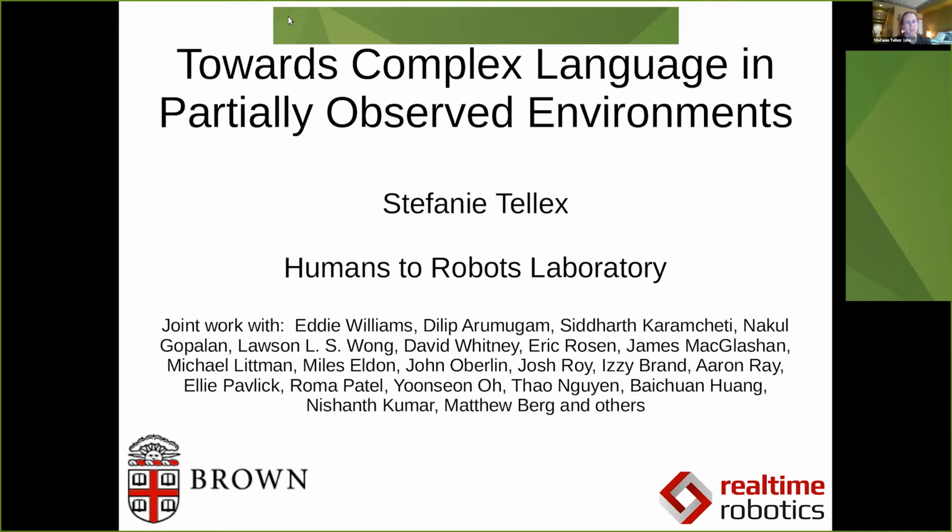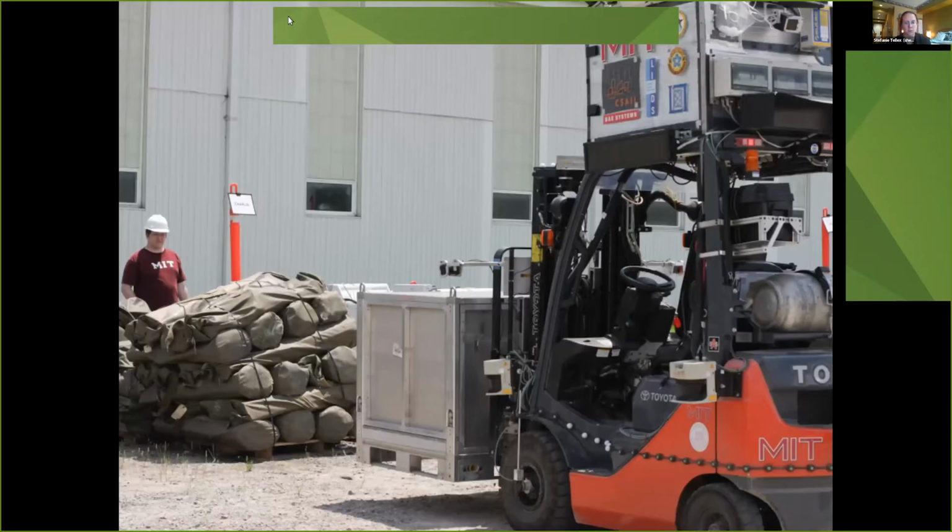So this talk is called Towards Complex Language in Partially Observed Environments. What my group thinks about is big, complicated robots that are operating in complicated environments. During my PhD, I was working on this forklift project, an autonomous robot that drives around in warehouse environments and can autonomously pick up pallets and move them around to different places in the environment.